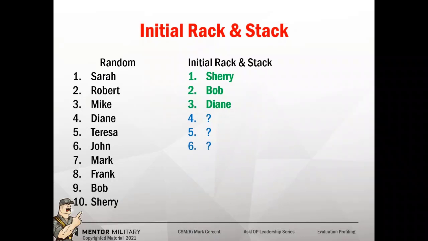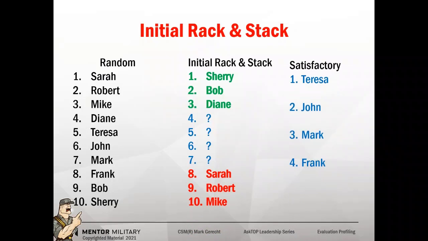Here's our final rack and stack, random. There's our initial. So everybody changed. We did a random, which was our initial. Then we did our rack and stack, which changed. And then we looked at Teresa, items 1 through 4, Teresa, John, Mark, and Frank, and we figured out where we would put them. Teresa would become a 4, John would become a 5, Mark would become a 6, and Frank would become a 7. So that's how we got to our numbers.